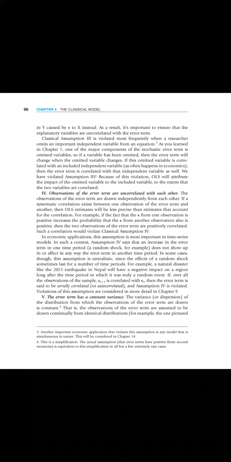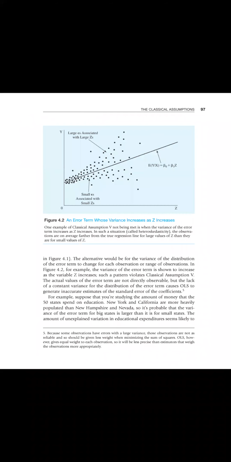So that is, the observations of the error term are assumed to be drawn continually from identical distributions. For example, on 4.1, which was the example before. The alternative would be for the variance of the distribution of the error term to change for each observation or range of observations. So in Fig 4.2, for example, the variance of the error term is shown to increase as the variable Z increases.